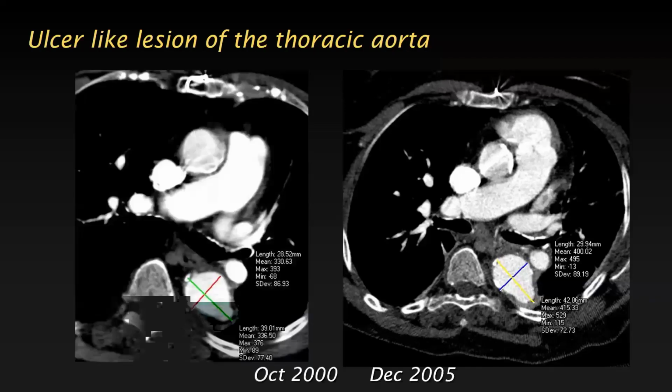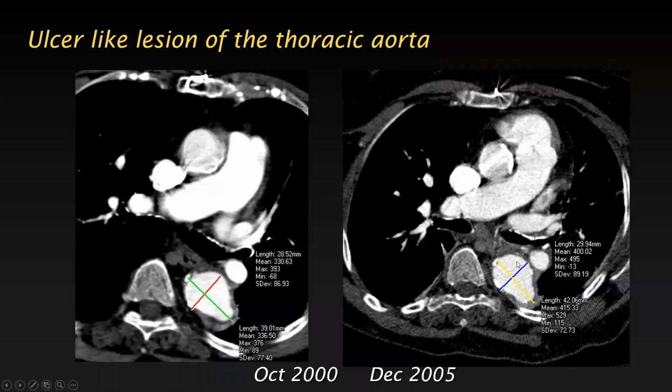Now let me show you the patient's image from 5 years earlier. And again, you see exactly the same lesion. It's a focal outpouching of the descending thoracic aorta. I don't know why she had this scan done back then. It probably was also a PE study, and it has the same dimensions. So again, this is not an acute penetrating atherosclerotic ulcer.